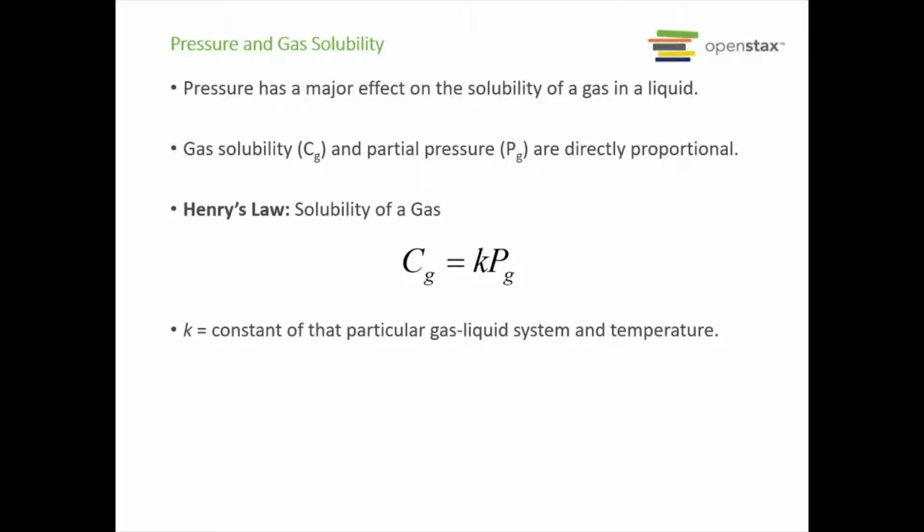Pressure also has a big effect on the solubility of a gas in a liquid. The gas solubility, which we're calling Cg, and its partial pressure, Pg, are directly proportional, where the proportionality constant is K, the constant for the particular gas-liquid system and temperature that we're looking at. This is called Henry's law, and we can use it to predict the solubility of a gas.